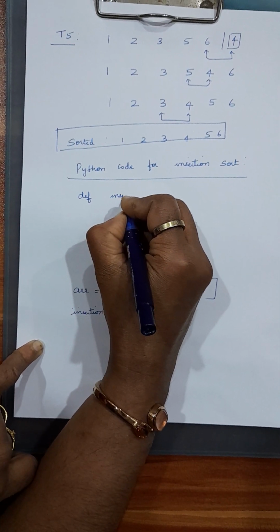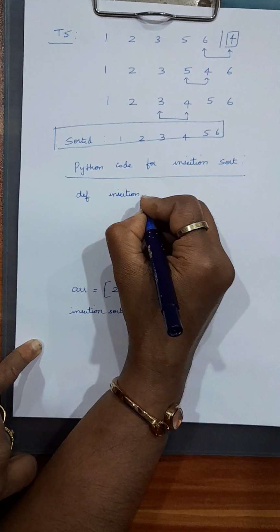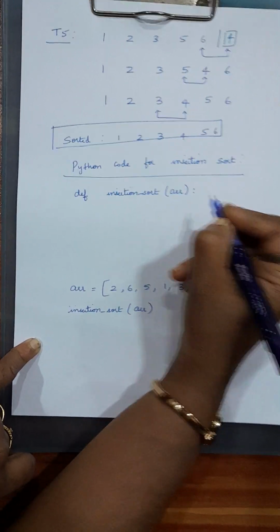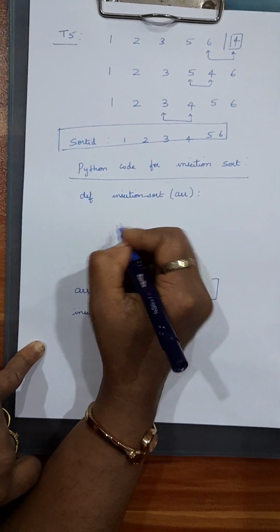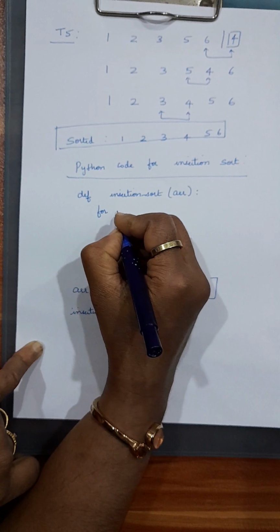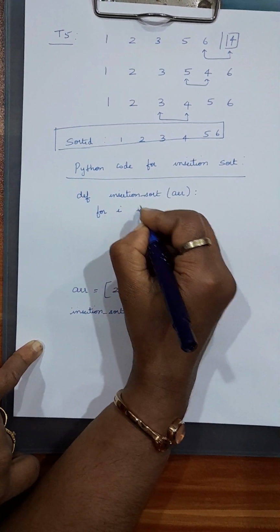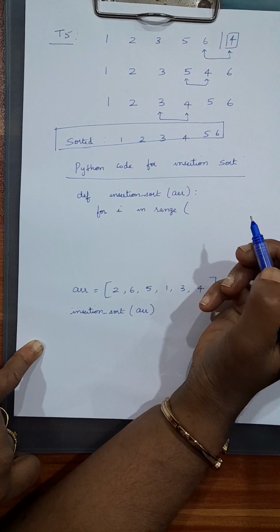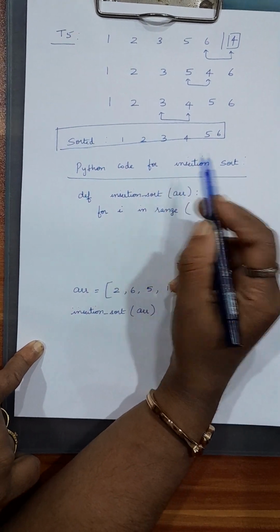So you will have a definition, insertion sort of array. Then I have to iterate between the elements, so I need to make use of a for loop. For that, I'll make use of the variable i in range of... from which element do we have to start? We have to start from the second element.